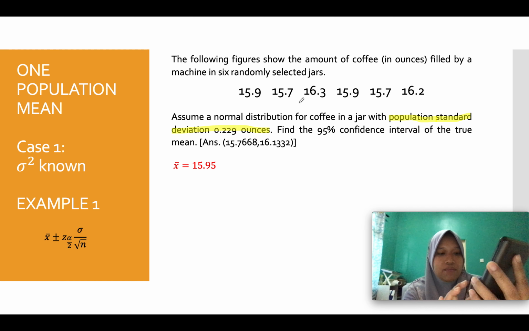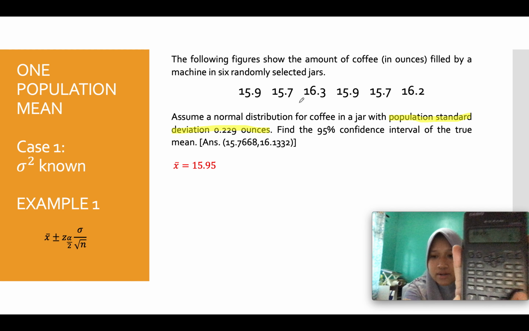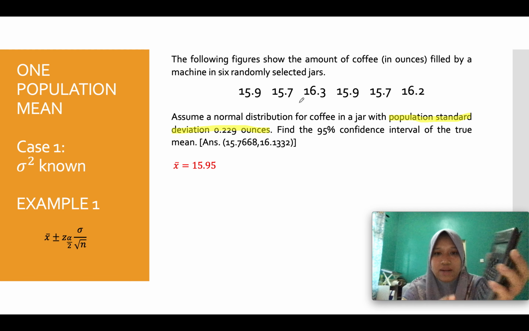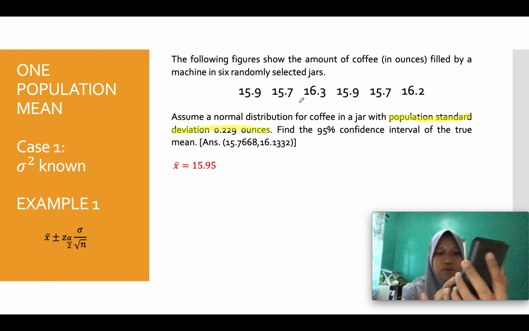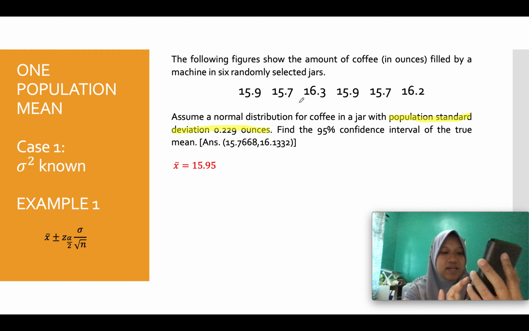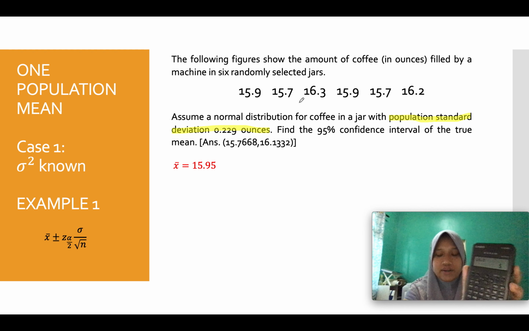Awak masukkan data yang pertama, 15.9. Okay, and then awak tekan M+. Okay, M+. And then masukkan data yang kedua, 15.7. Tekan M+. Masukkan data yang ketiga, 16.3. Tekan M+. 15.9 M+. 15.7 M+. 16.2 M+. Okay.